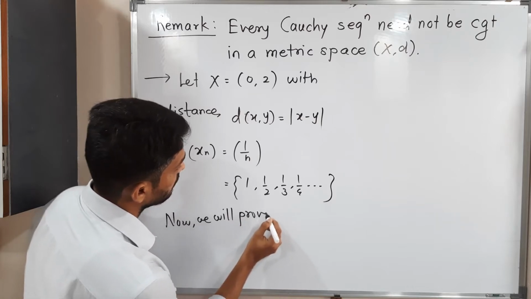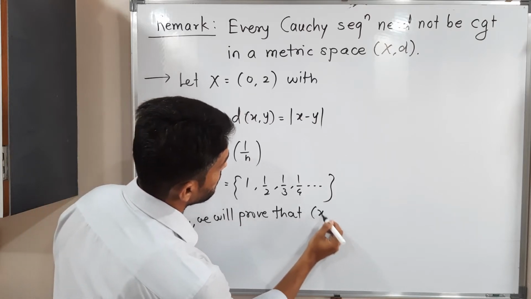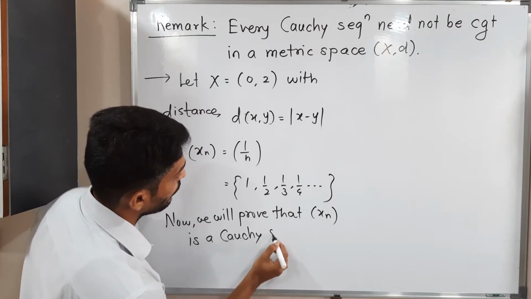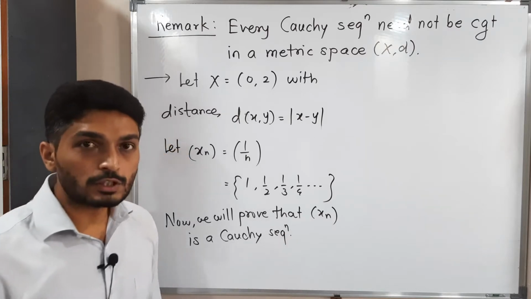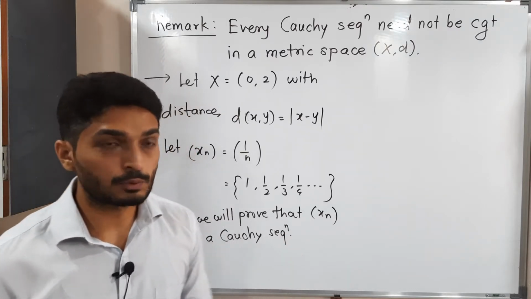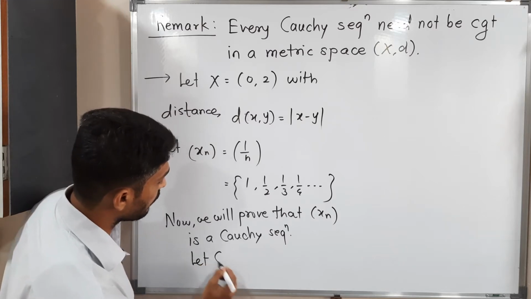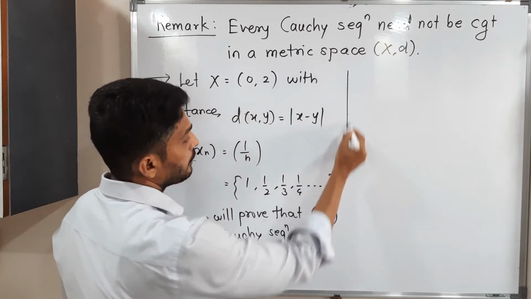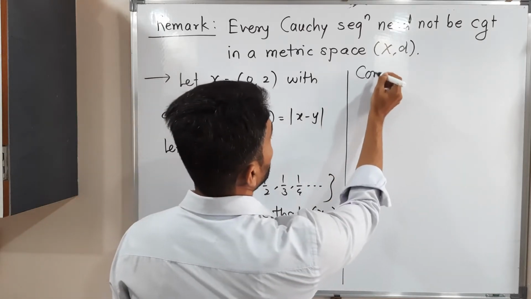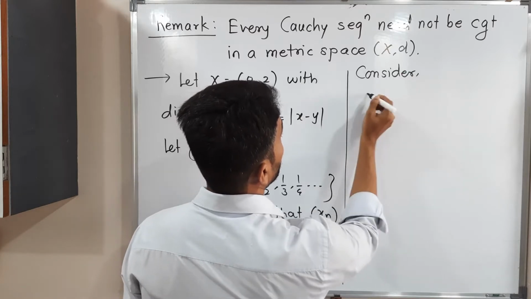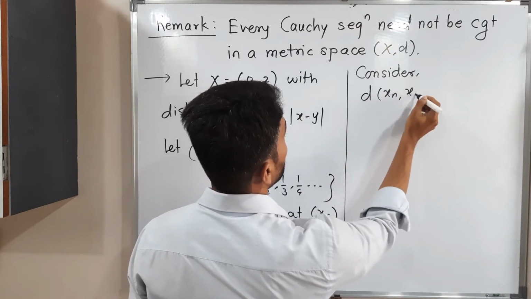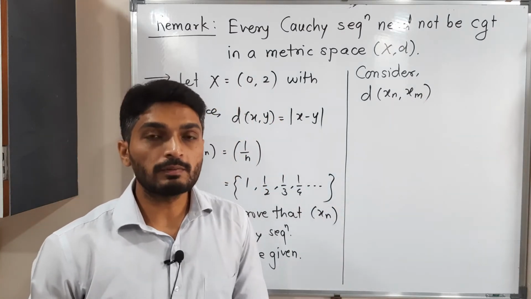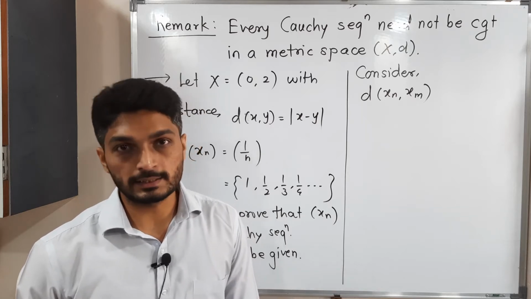We will prove that xn is a Cauchy sequence. Using the definition, let epsilon greater than 0 be given. I am going to consider d of xn, xm. We have to prove that this is less than epsilon, but first we will find its value and then prove that it is less than epsilon.